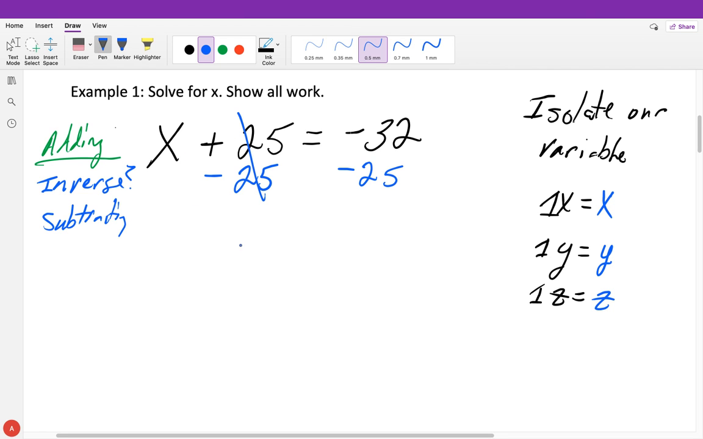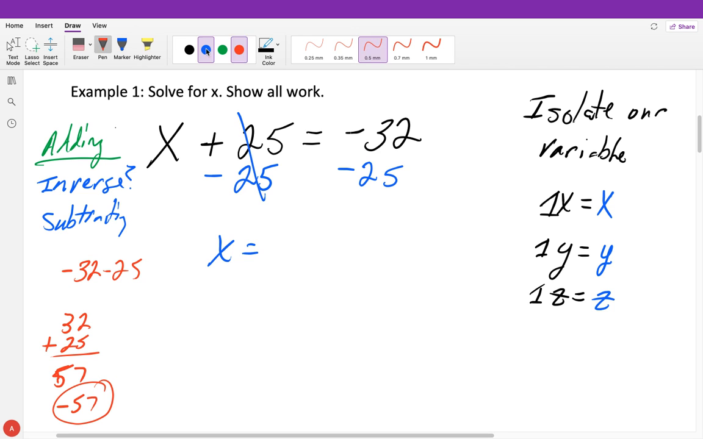Now these cancel each other out, and it's equal to 0. So x is now equal to negative 32 minus 25. When we're doing negative 32 minus 25, we know that they are the same sign, so we can just add those numbers. This gives me 57. Since they were both negative, our answer is actually negative 57. So x is equal to negative 57.